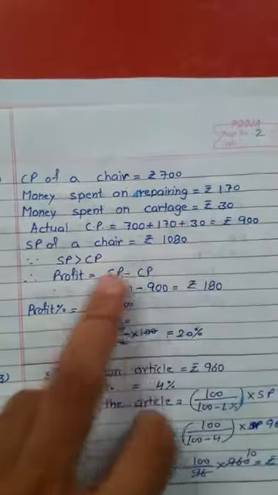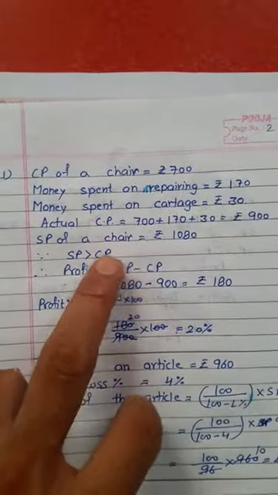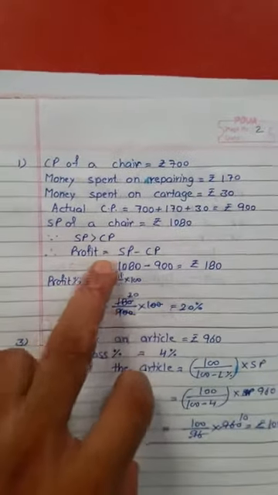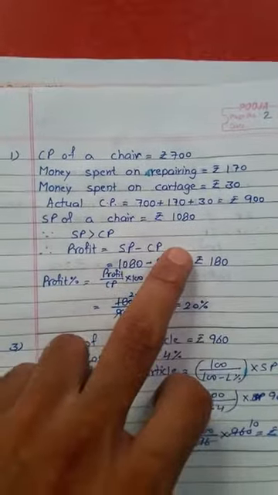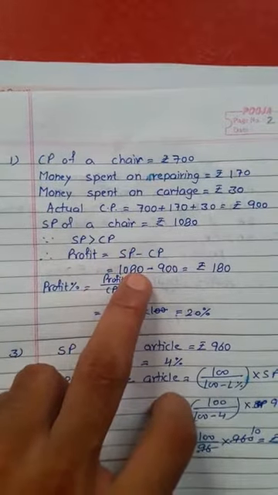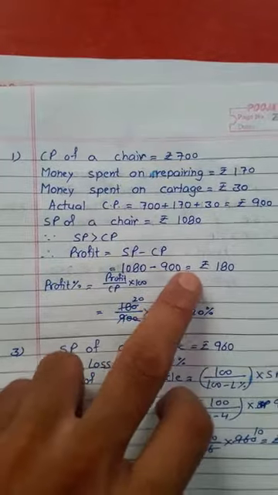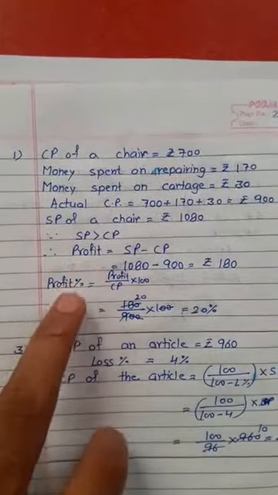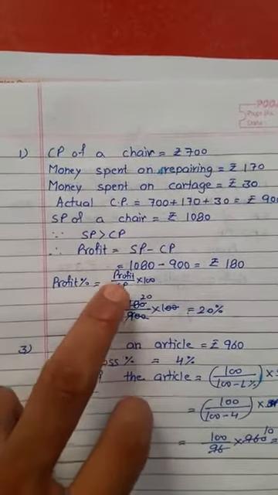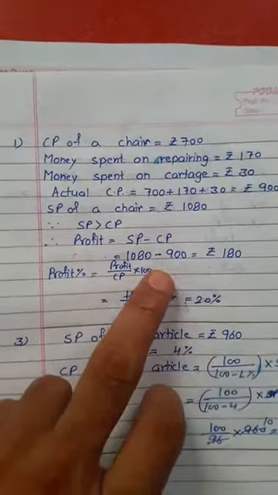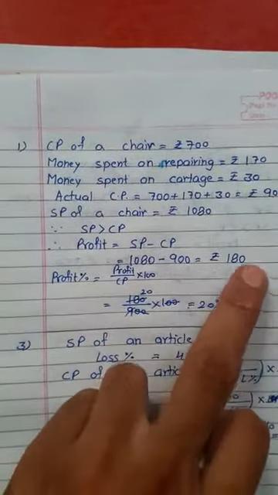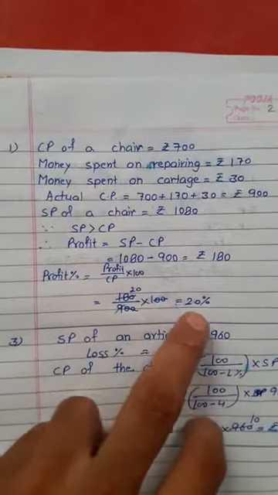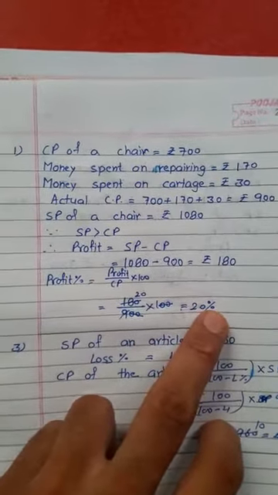Now we can observe that SP is greater than CP. When SP is greater than CP, we have profit, and profit equals SP minus CP, and the SP is 1080 and CP is 900. So that will be equal to 180. Now to change this profit into profit percent, we use the formula profit upon CP into 100. Profit is 180 upon 900. This will cancel and we will get the answer 20%.